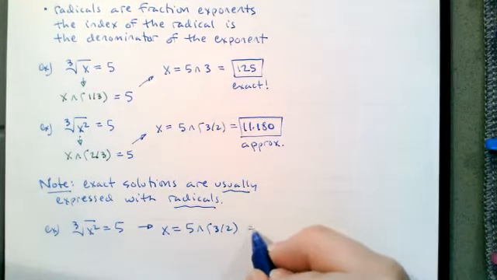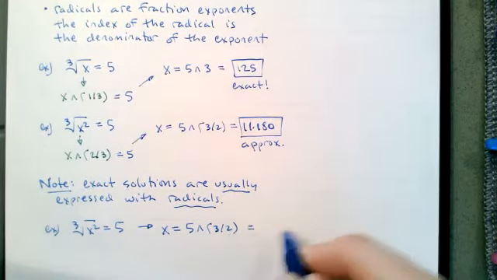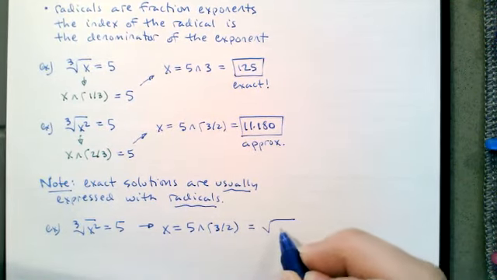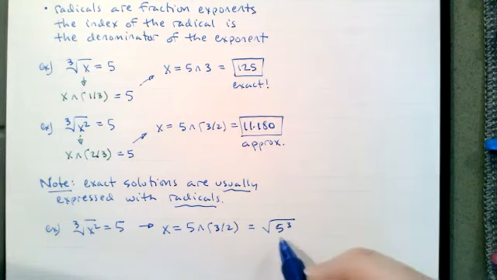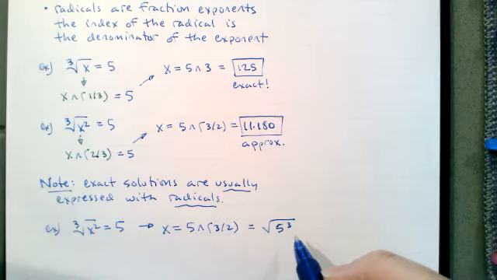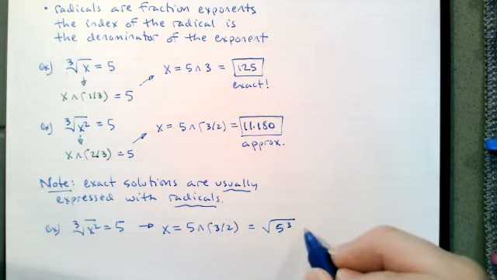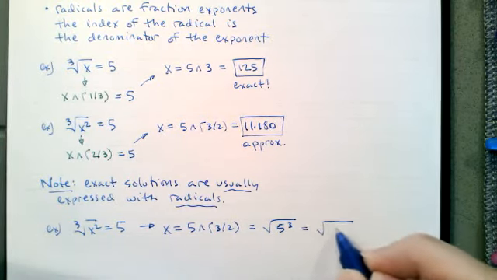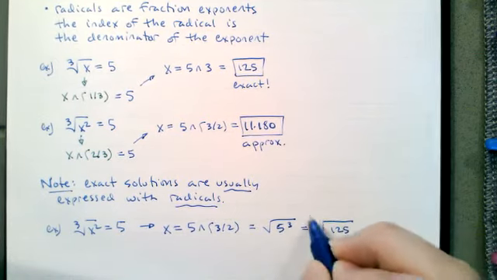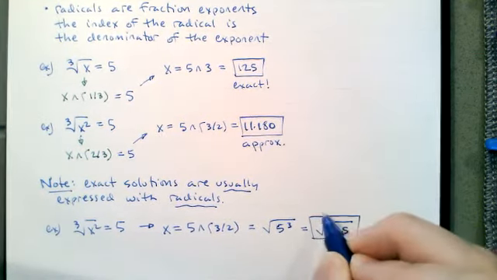We might want to report with radicals. So with radicals, the denominator is a 2, so the index is a 2. We would say this is the square root of 5 to the 3rd power. So this is an exact solution. It's the square root of 5 to the 3rd, which we might write as the square root of 125 as an exact solution.